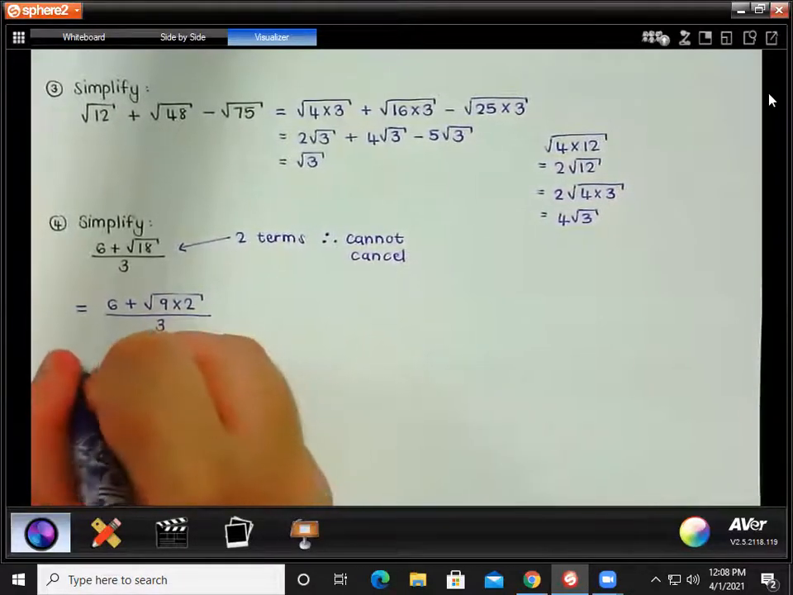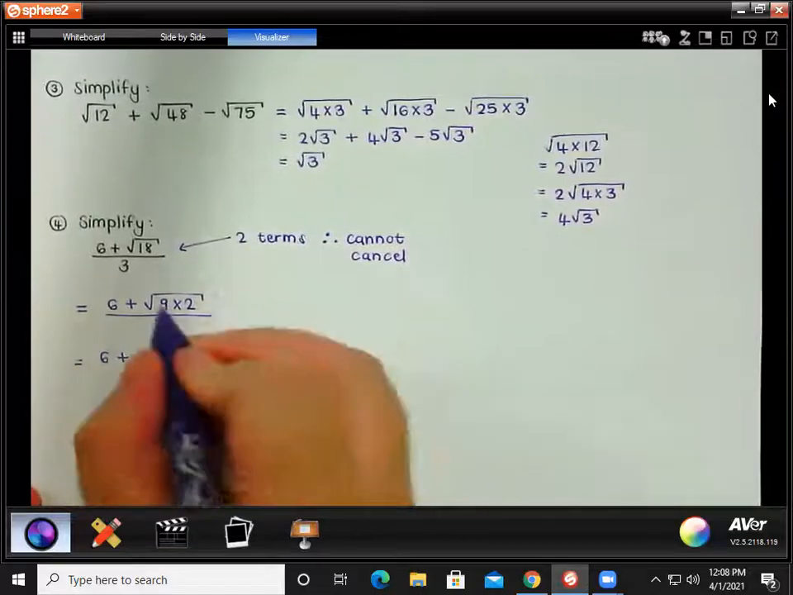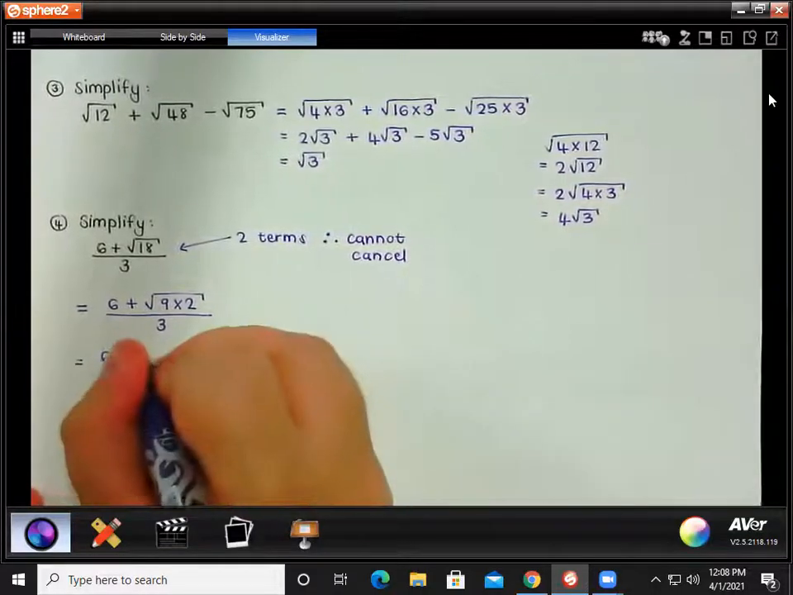Which I can now simplify further, because the square root of 9 is 3.